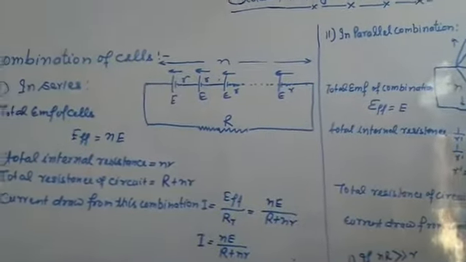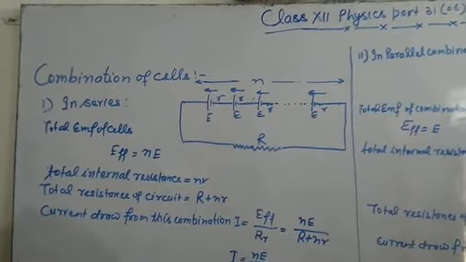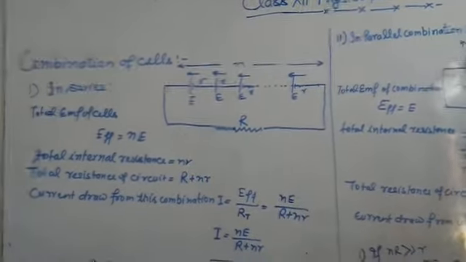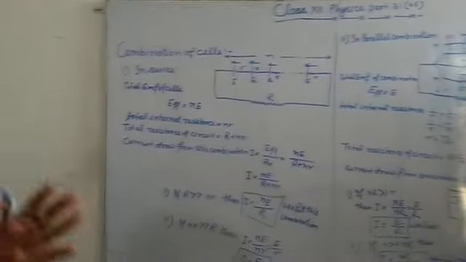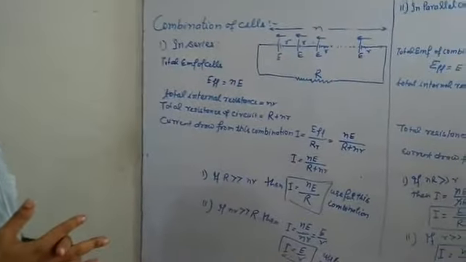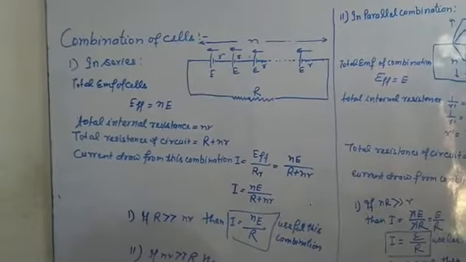I am going to teach you combination of cells. Combination of cells means combination of two or more than two cells, known as a battery. There are three types of combination.